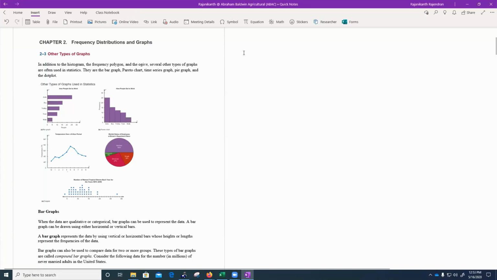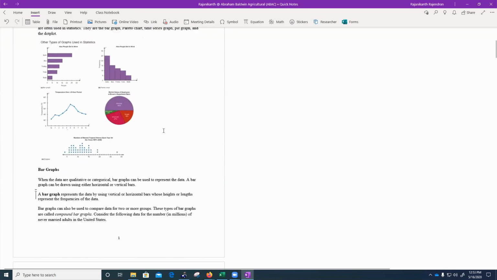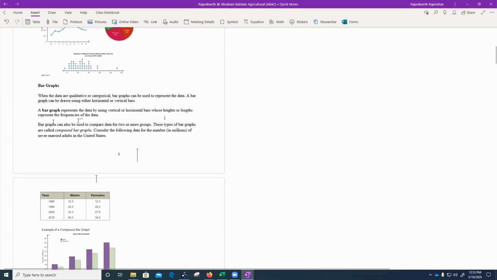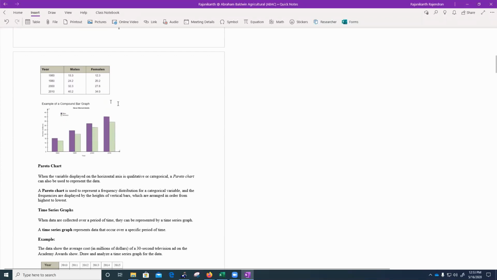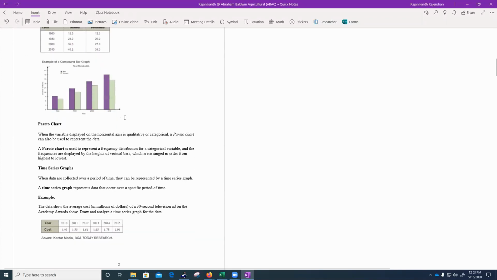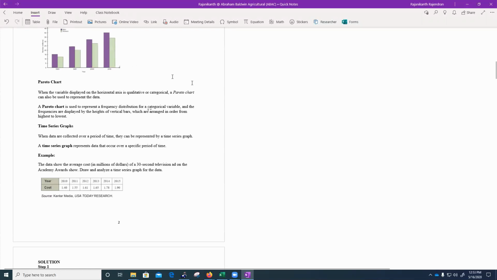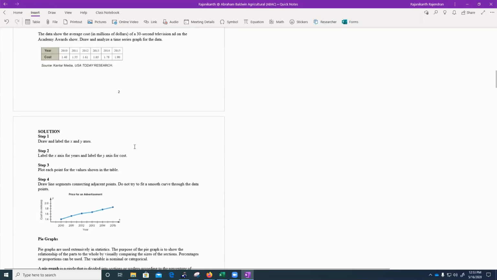Okay, so in 2.3, I have just included some other types of graphs. So we will go through these very quickly. You could use a bar graph to display your data set. I have given everything in detail here, so you can go through and try to understand. I have given all this, and you can read it.